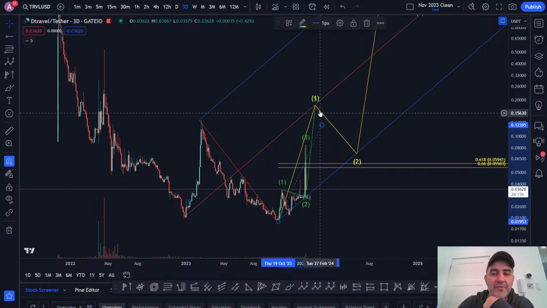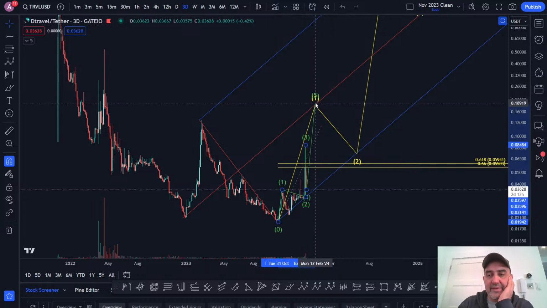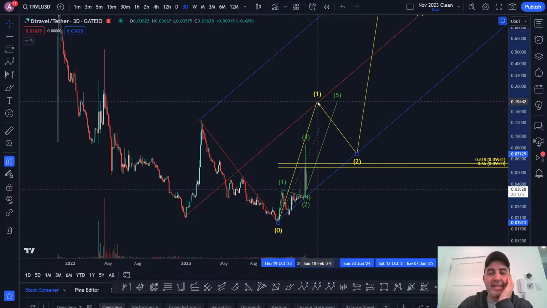We'd have to see how far this one extends. And at the moment I've got it at 18 cents, but maybe it goes higher. I don't know how high it goes. And we have to see how bullish it gets at those highs. Does it go to 20? Does it go to 19? Does it go to 18? We don't know how impulsive it's going to be, how bullish it's going to be, how much volume is going to come.